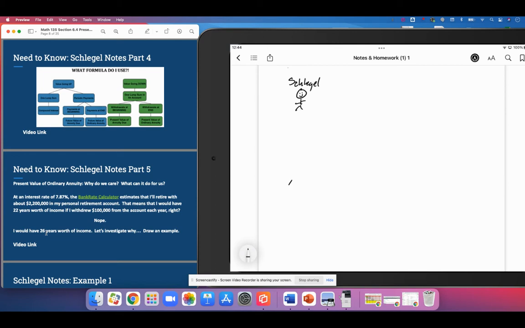I've been making payments into the account. They've been growing. I've been making payments into the account. It's been growing. Payment in grows. Payment in grows. Payment in grows. Payment in grows. We get to the place where it's time to retire.